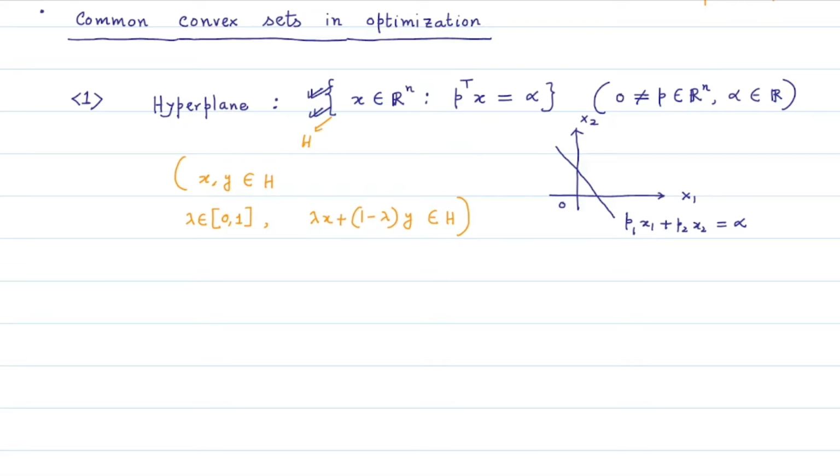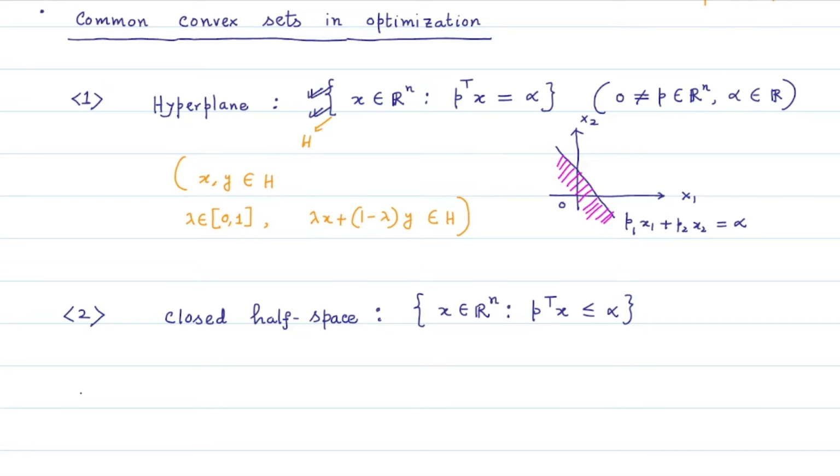Next, with the help of a hyperplane, we will consider one half side of a hyperplane. By that we mean a closed half space, which is also an example of a convex set. A closed half space in Rn is presented by p transpose x less than or equal to alpha, where this vector p is a non-null vector and alpha is a real number. Geometrically, a closed half space in the R2 plane gives us the region that is one half side of a line.